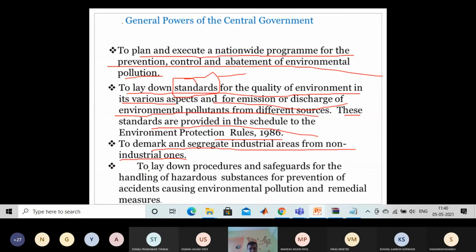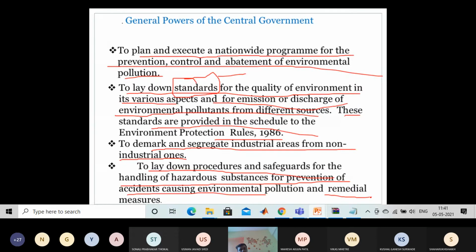It is also the duty of the central government to lay down procedure and safeguards for handling hazardous substances, for prevention of accidents causing environmental pollution, and remedial measures. Means what? Some hazardous materials are there, for example radioactive waste, which is very, very hazardous. How to handle it and how to treat it is also a provision, and for this the particular authority is going to give the procedure. First step is what, second step is what, third step is what. You have to follow those steps so that there is no accident.